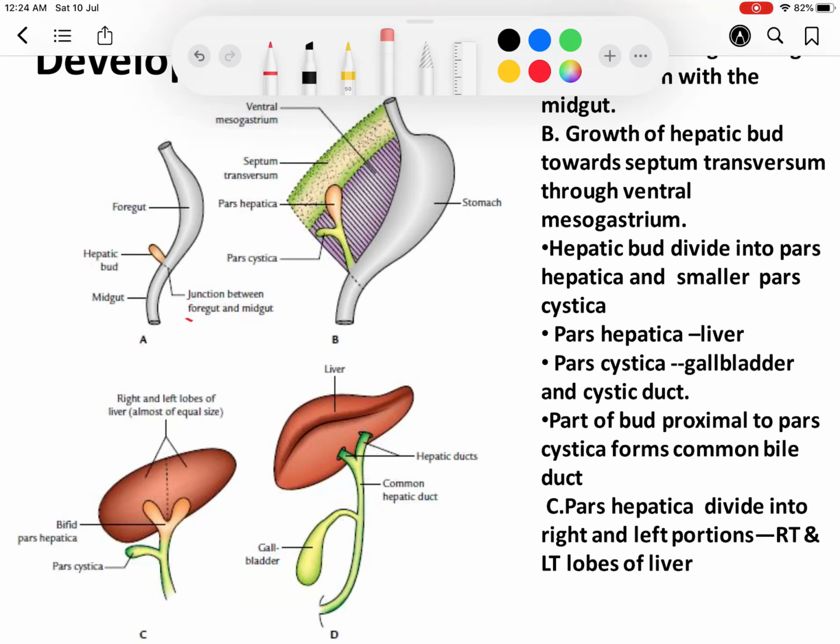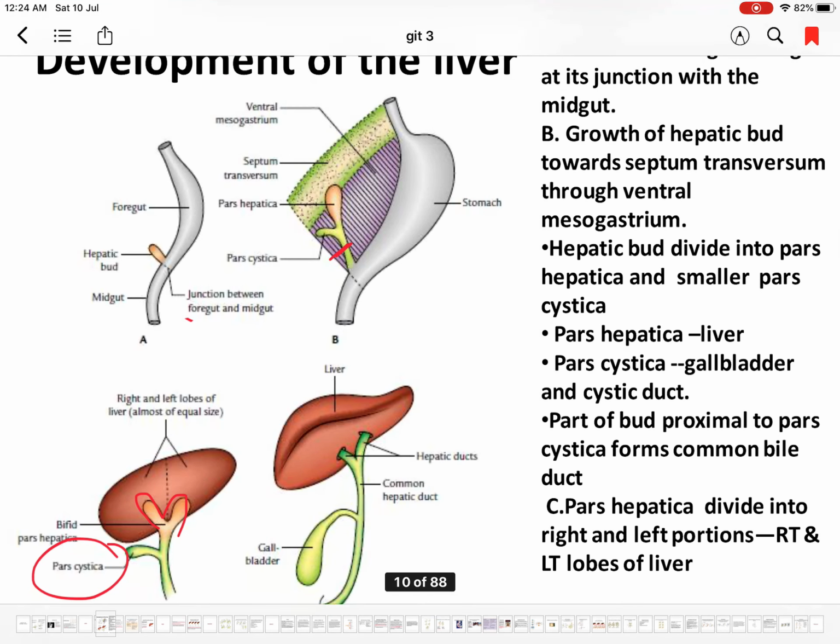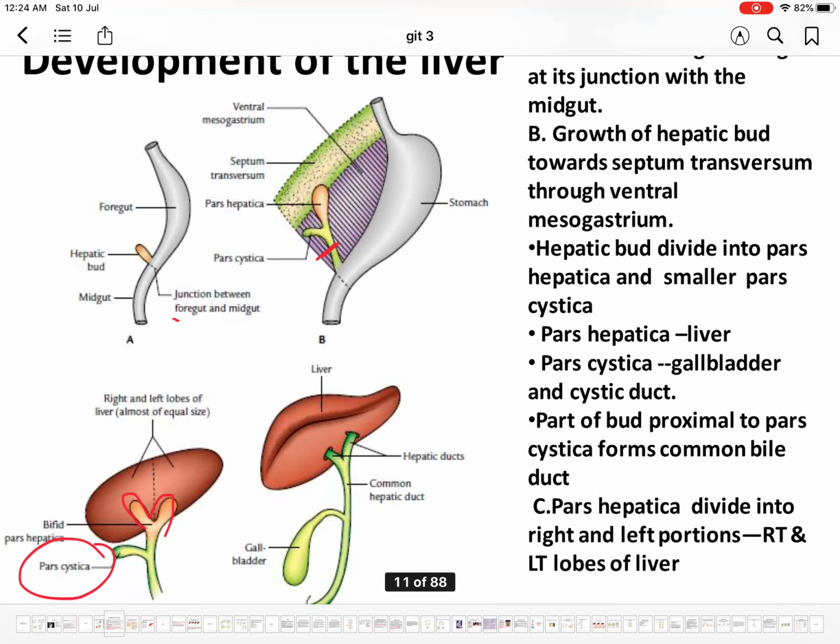Now this pars hepatica again divides into two, or it is bifid, to form the right and left lobe of the liver, and this pars cystica will form the gallbladder and the cystic duct. Now the part of this hepatic bud which is proximal to pars cystica will form the common bile duct. So this is about development of the extrahepatic biliary apparatus and liver.